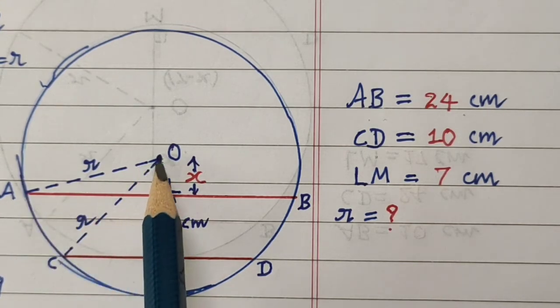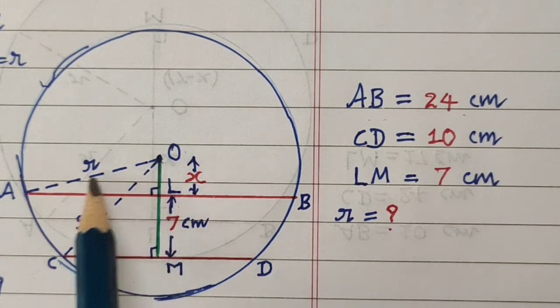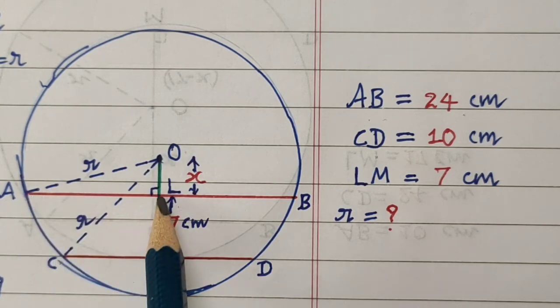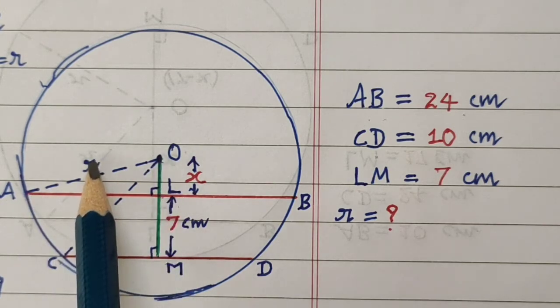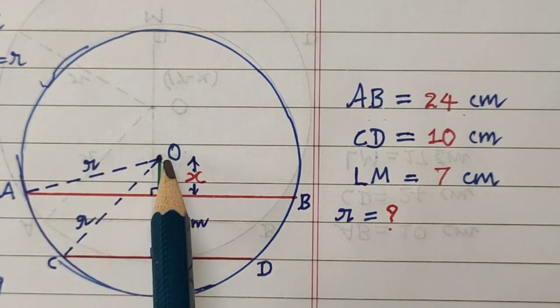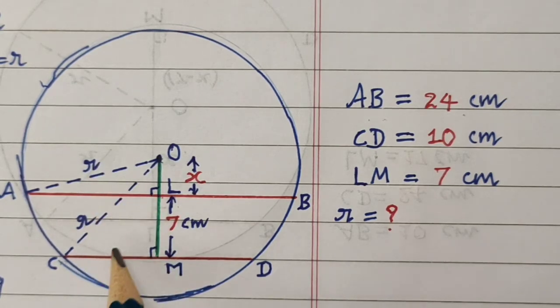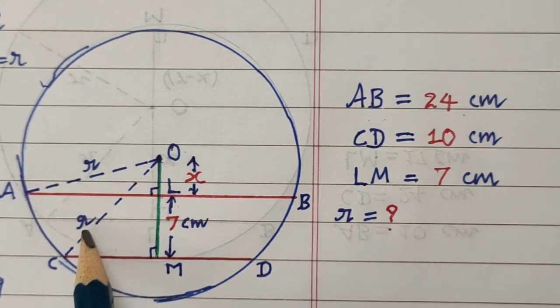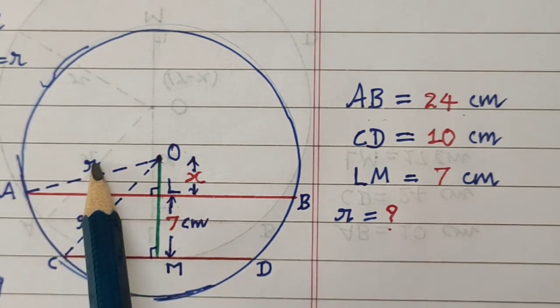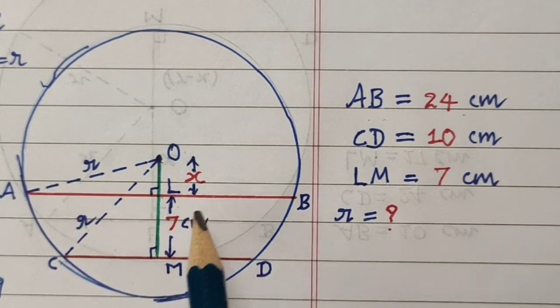From these we get two right angle triangles. In triangle OAL, we get R square. In triangle OCM, we get R square. By using the Pythagoras theorem, we can find R square. We get two equations. Equate this R square with the other R square.